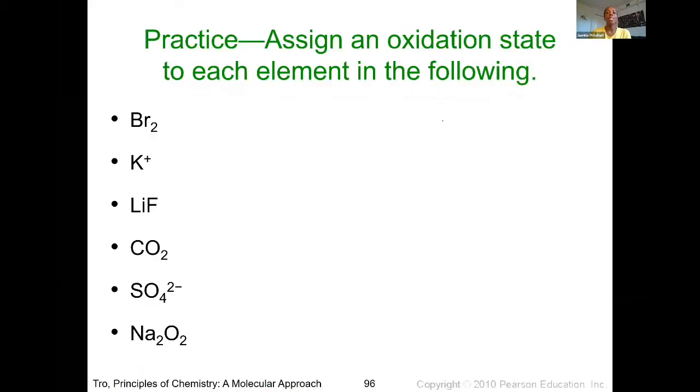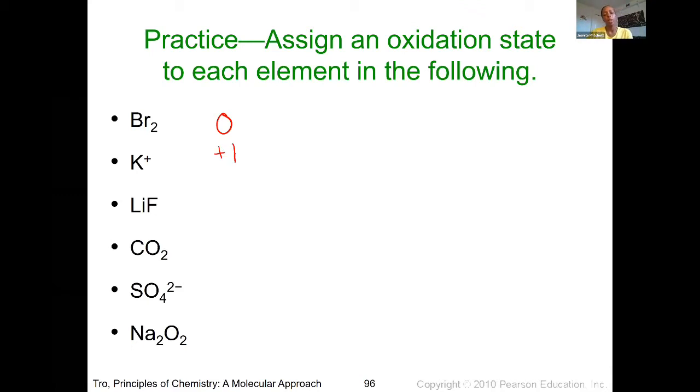Okay, so let's practice assigning oxidation states to the following. So bromine by itself would be how many? What charge? It would be 0. Potassium is a monatomic ion, a group 1 element, so it would be +1.